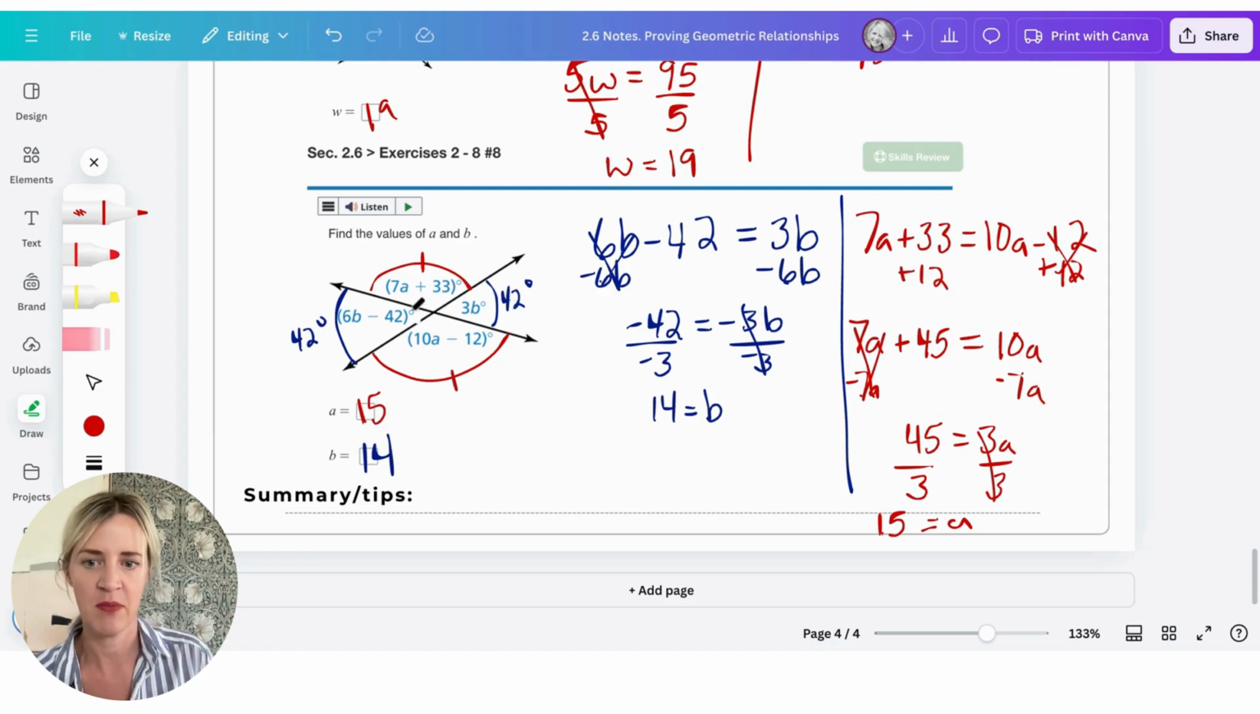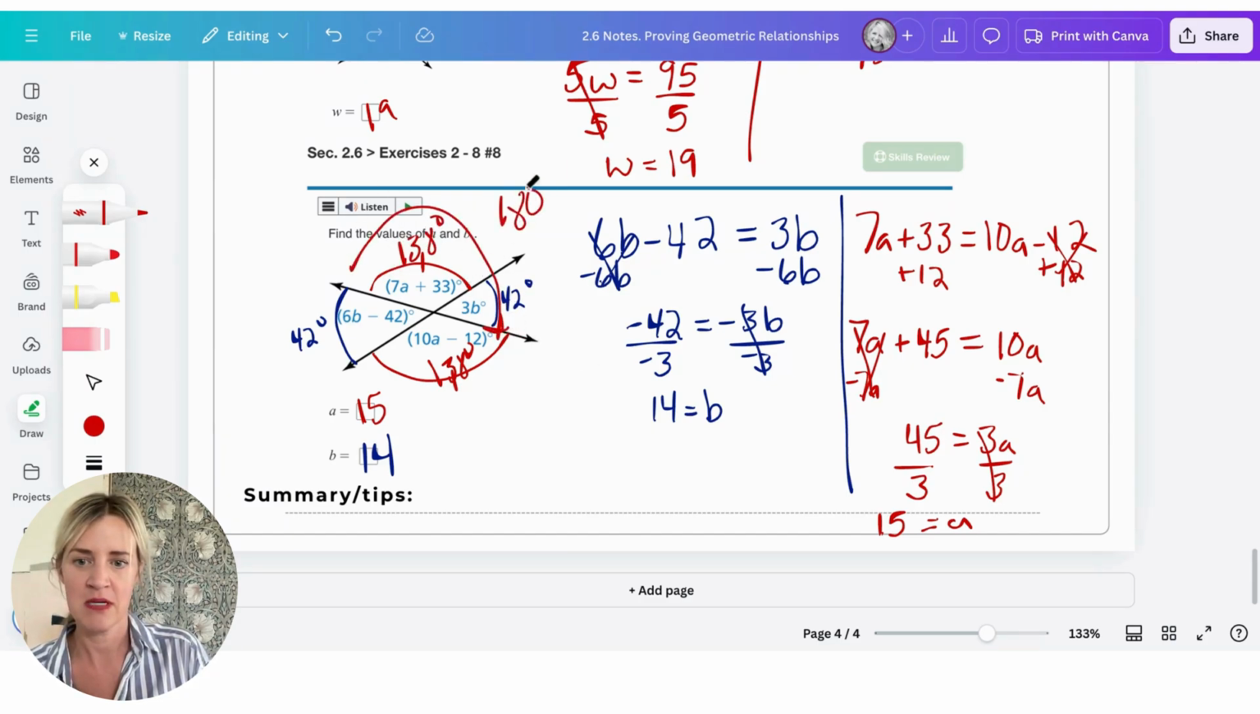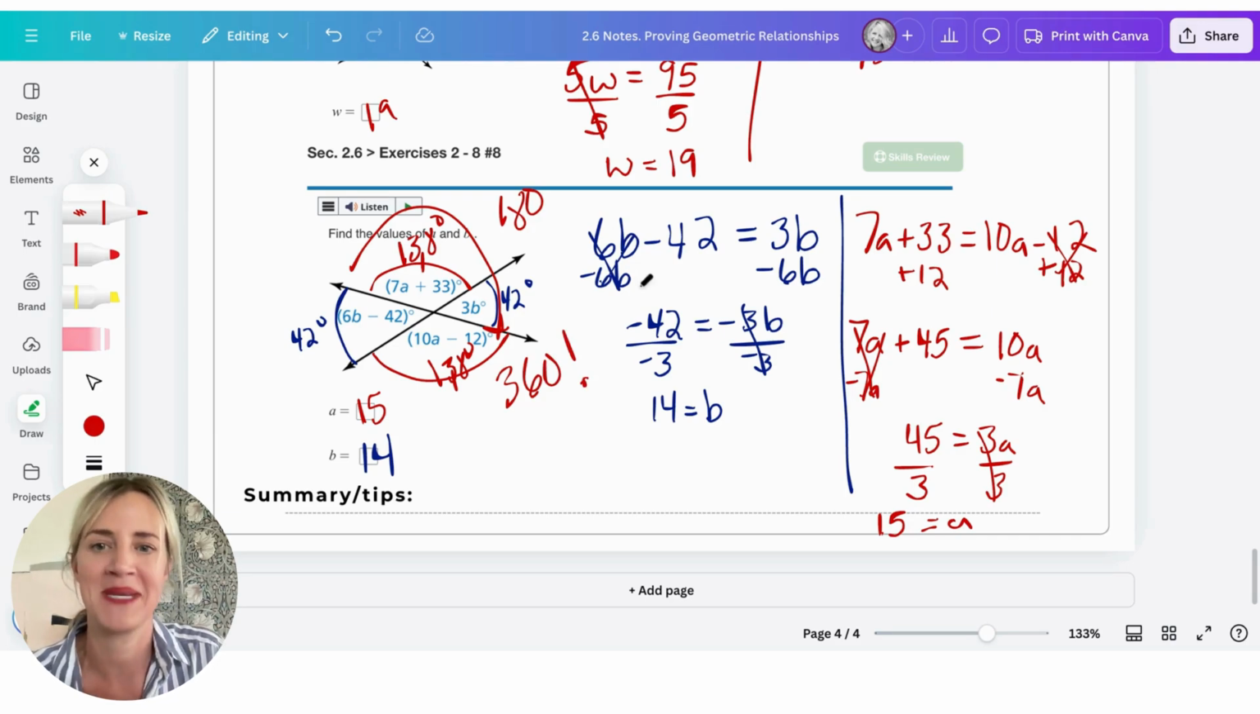We could plug that in if we want, though. 15 times 10, 150 minus 12. 150 minus 12 is 138, and you'll see these are both 138 degrees. We do have their linear pairs, 138 plus 42. That makes 180. That worked. Same thing. And together, all of them make 360. So all sorts of great things happening here.